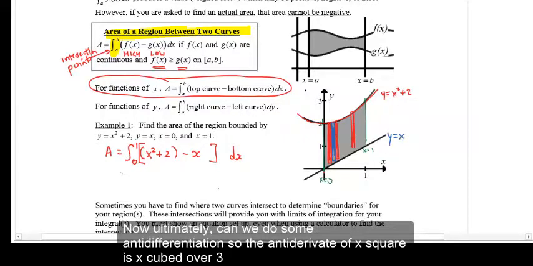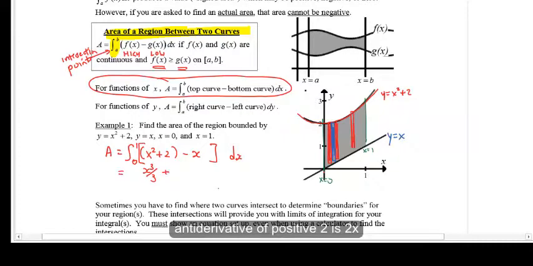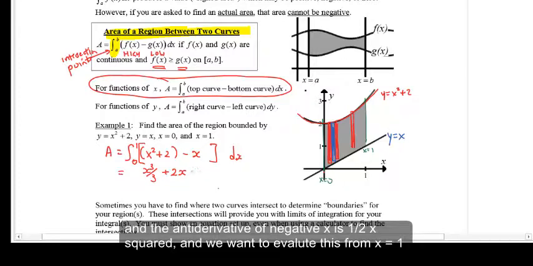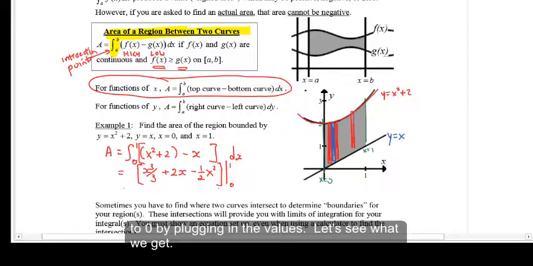Now, ultimately, can we do some anti-differentiation? So the antiderivative of x squared is just x cubed over 3. The antiderivative of positive 2 is 2x. And the antiderivative of negative x is 1/2 x squared. And we want to evaluate this from x equal to 0 to 1 by plugging in the values. Let's see what we get.